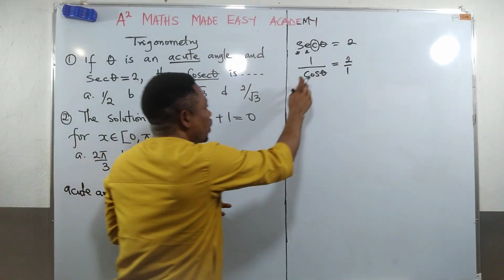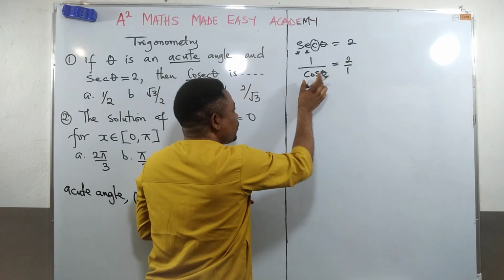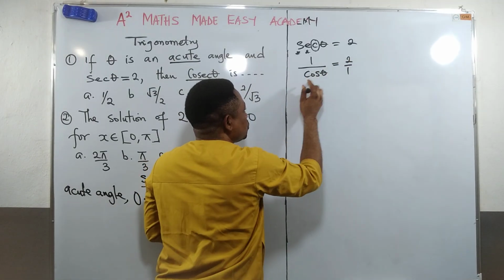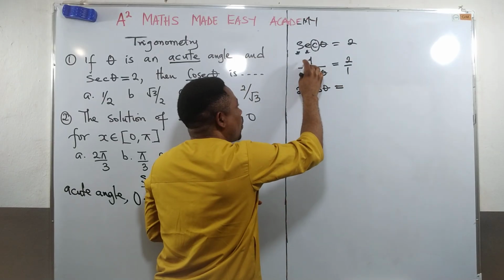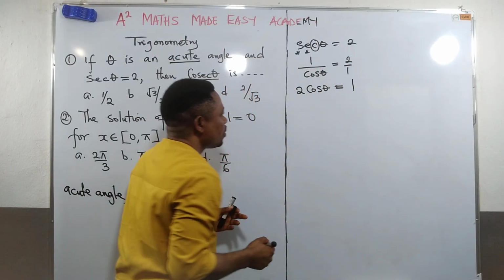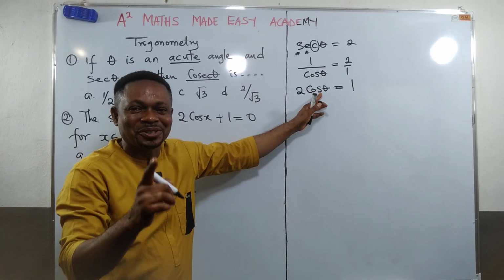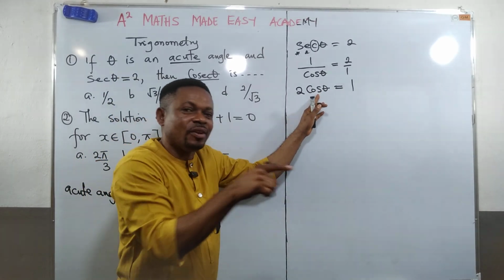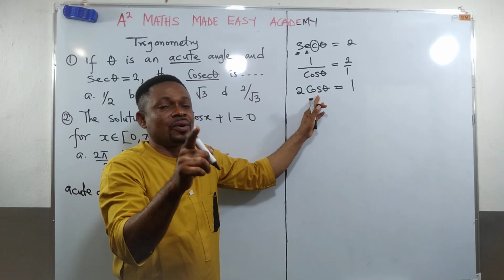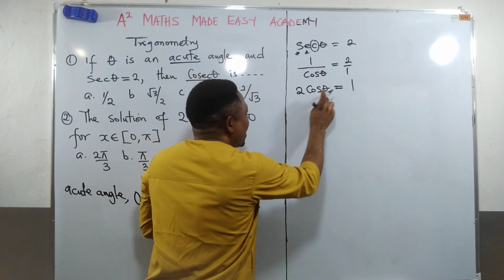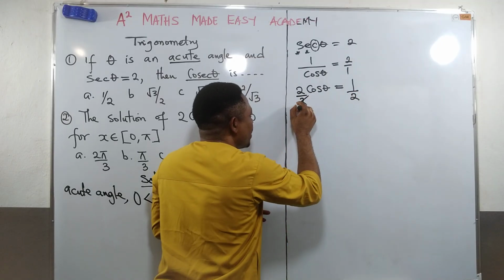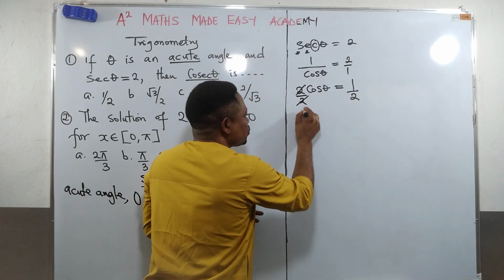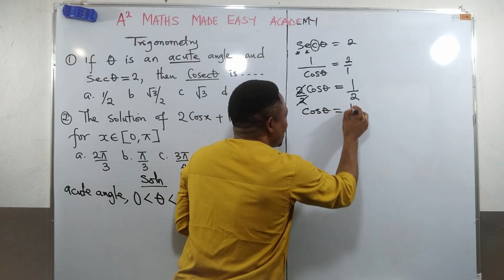The next thing you are going to do is to cross multiply. If I multiply cos theta times 2, it will give me 2 cos theta, equal to 1 times 1, which gives 1. My target is to make cos theta the subject of the formula and equally find the value of theta, which is the angle. So divide by the coefficient: divide here by 2, divide here by 2. The 2 cancels 2, so cos theta is given as 1 over 2.